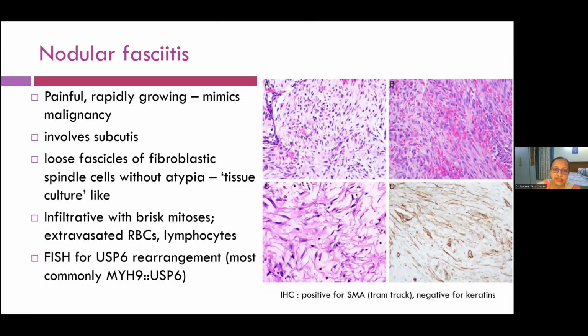Coming to the next benign tumor, nodular fasciitis, which you can encounter at other sites of the body too. These are painful, rapidly growing, and so often mimic malignancy. They usually involve the subcutis in younger patients. And on microscopy, you can find these loose fascicles of spindle-shaped cells without significant atypia. It is typically referred to as the tissue culture pattern. But the problem is these could be infiltrative with very brisk proliferative activity or mitotic activity with extravasated RBCs and lymphocytes. And because of their proliferative activity and infiltrative nature, they can often mimic malignancy. So on immunohistochemistry, they typically show the tram-track pattern for SMA. And in all these cases, as I told you, it's of utmost importance to exclude a metaplastic carcinoma. And so you need to run cytokeratin or epithelial markers on your slides to rule out any epithelial differentiation or a metaplastic carcinoma.